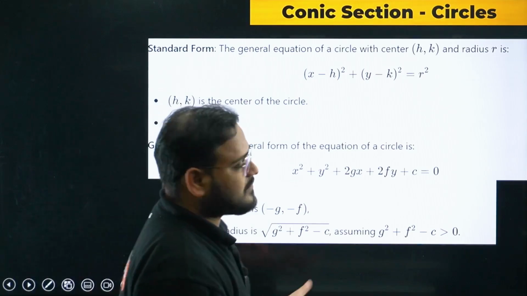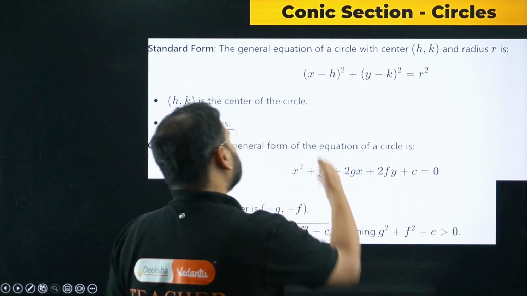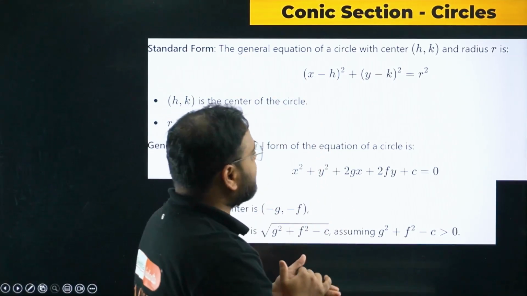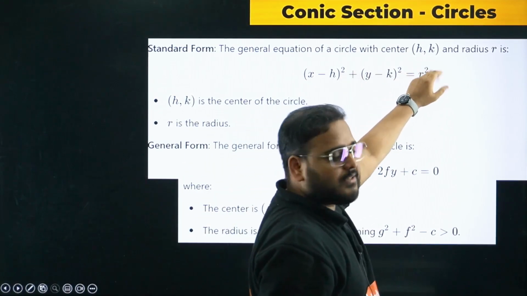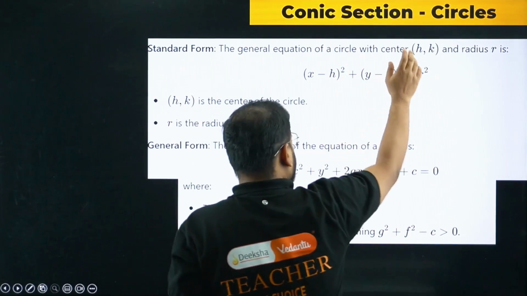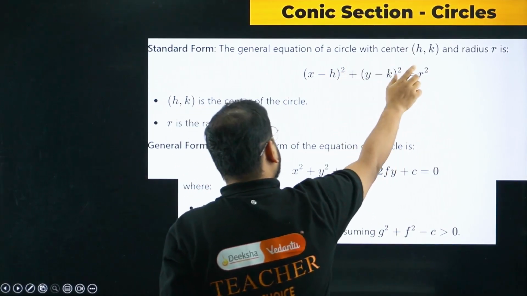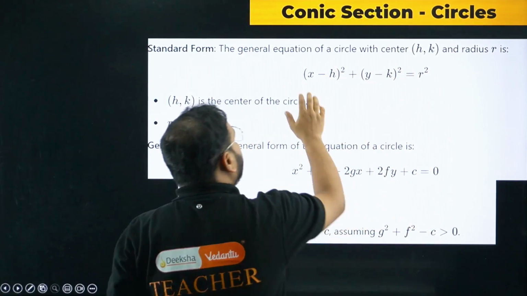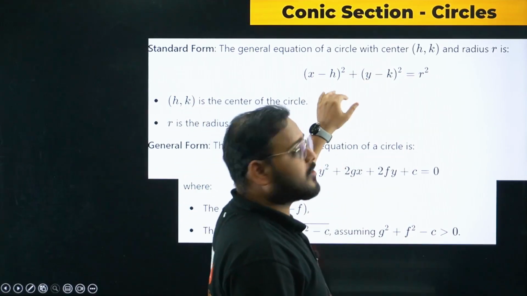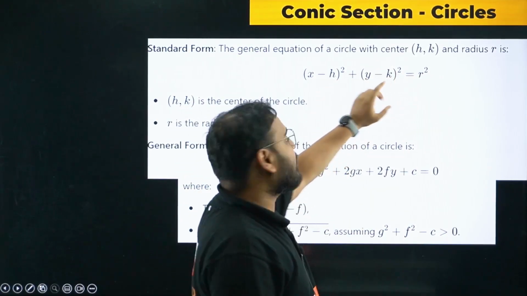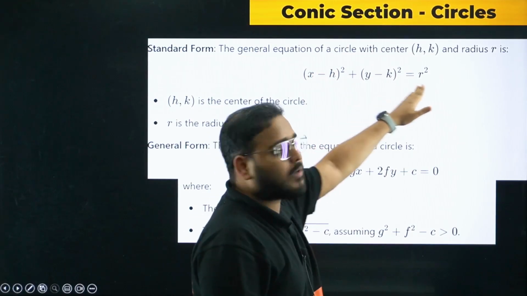Now, circles. This is the simplest of all, right? So this is the standard form of the circle: x minus h the whole square plus y minus k the whole square equals r square. r is the radius and (h, k) is the center, right? Whenever the center becomes the origin, then you have the equation x square plus y square equals r square. Whenever you get the center at origin, h and k will be 0. You'll get x square plus y square equals r square.